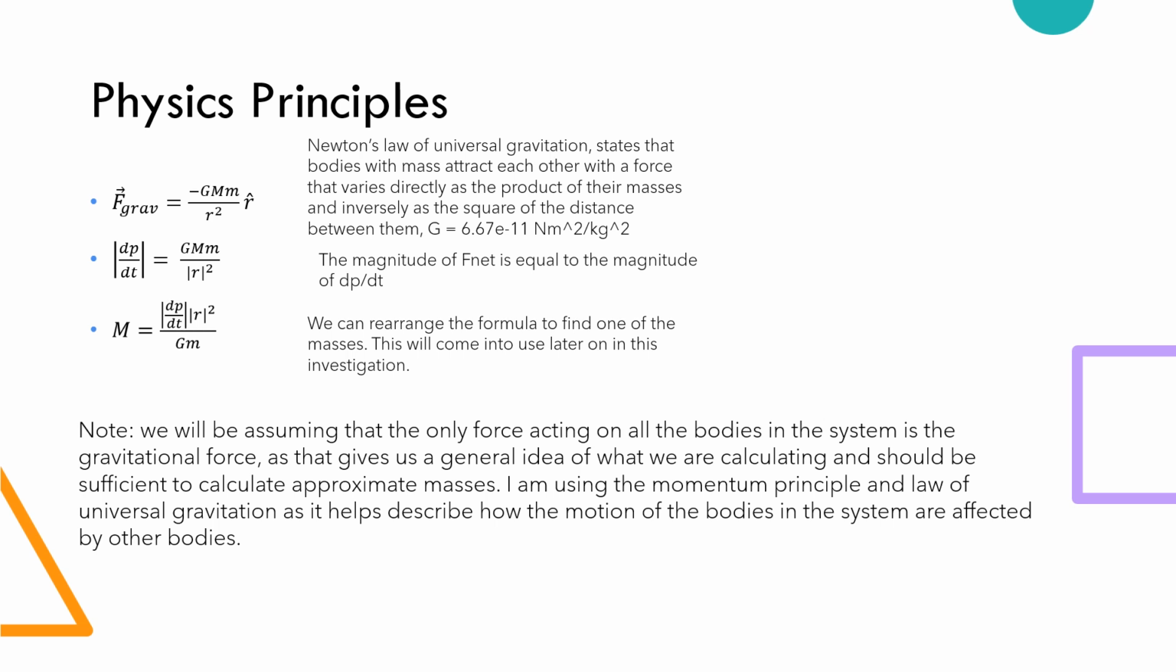Note we will be assuming that the only force acting on all the bodies in the system is the gravitational force, as that gives us a general idea of what we are calculating and should be sufficient to calculate the approximate masses. I am using the momentum principle and law of universal gravitation as it helps describe how the motion of the bodies in the system is affected by other bodies.